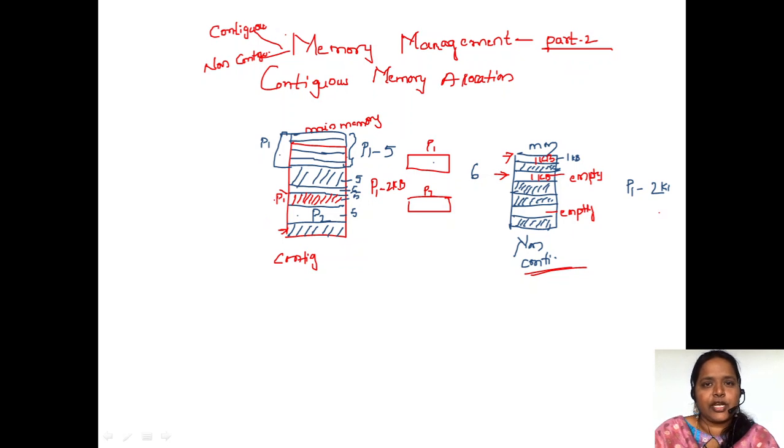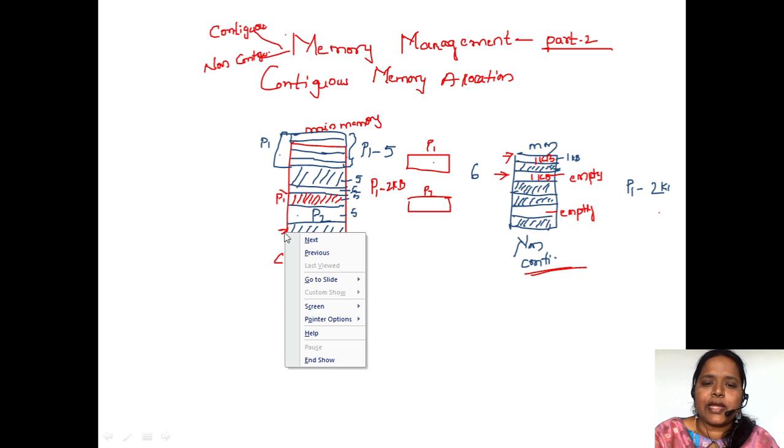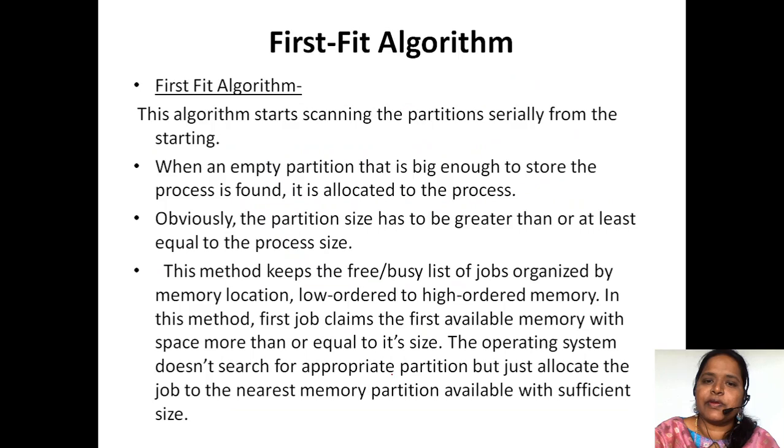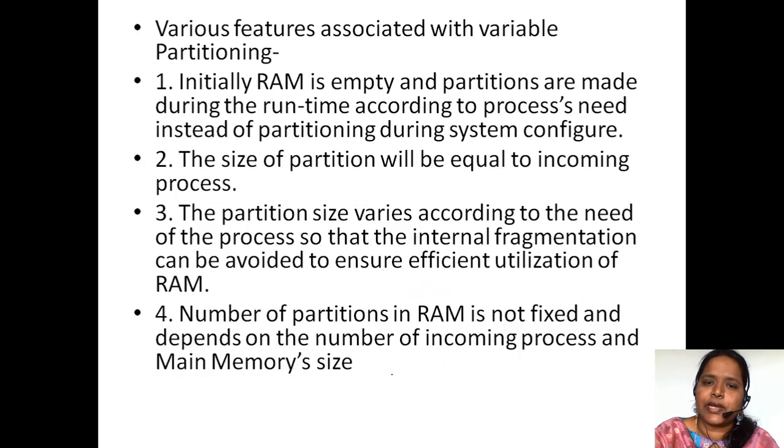Fine. Contiguous means one particular slot is given continuously for the whole process. Non-contiguous means if the space is not sufficient, we can give another space, whichever is free. Like that we call it non-contiguous memory allocation. So that is the difference between contiguous and non-contiguous memory allocation.